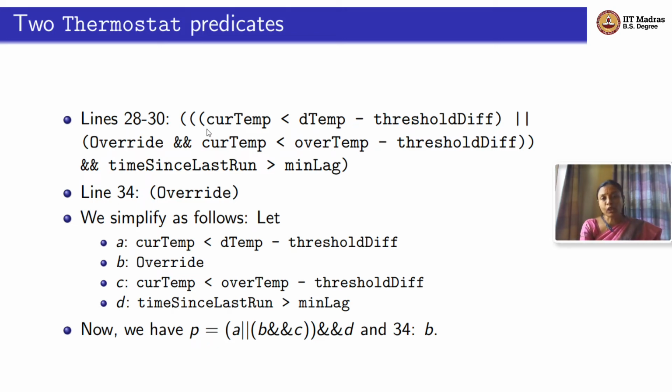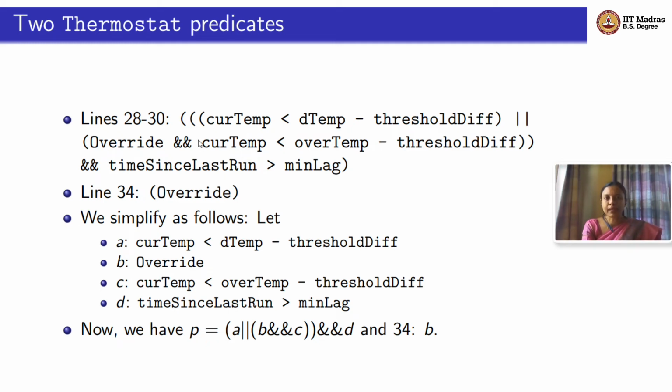So this looks like a long thing to read, right? And if you remember in the last lectures, we learned it as clause A, clause B, clause C. So let's substitute and rewrite it just for convenience of reading. So how many clauses are there? Clauses are those that don't have logical operators. So if you see this first predicate here, this first part is a clause: current temperature is less than desired temperature minus threshold difference. So let's call that clause A. Then there is an or here. And then there is one single clause override, which is itself a Boolean variable. So let's call that clause B.